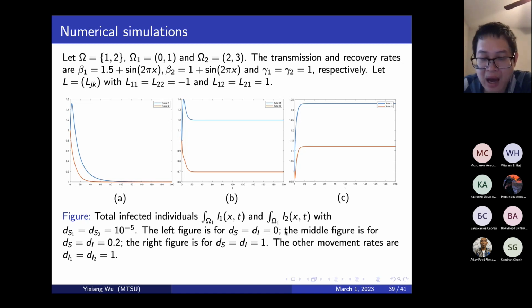However, if we turn on the movement between the domains, let's say d_S equals d_I equals 0.2, then as figure B shows, now you cannot eliminate the disease by controlling the movement of susceptible people. The disease didn't go away.